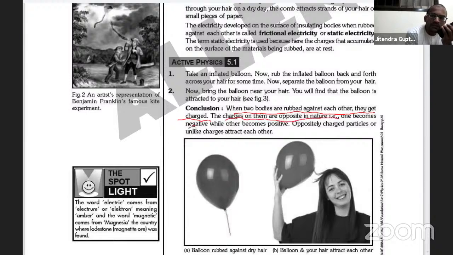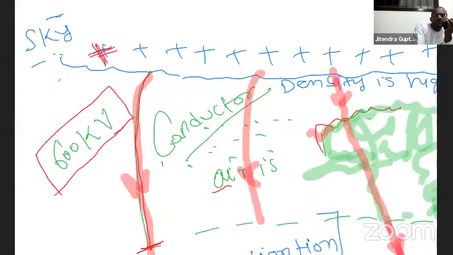One becomes positively charged, and charges attract each other. All of you know this. Yes, sir. This is the electrostatic force. Do all of you know this?